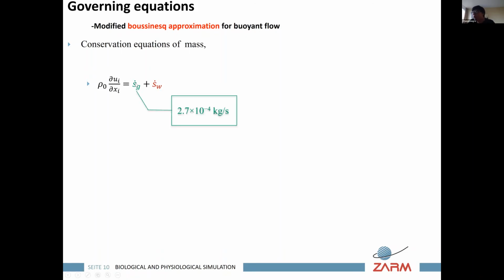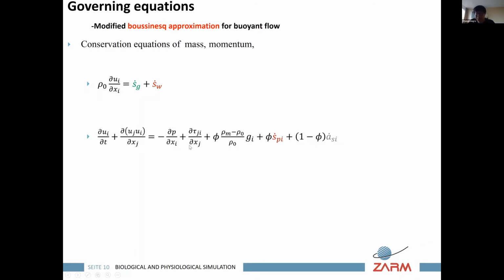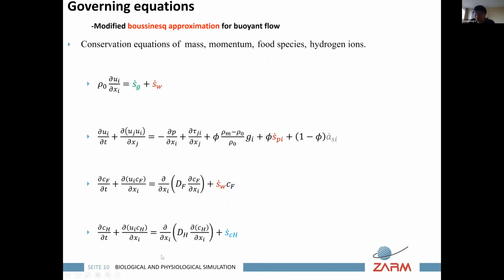The conservation equations: the equation of mass, where Sg is the source term due to the secretion of gastric juice, and Sw is a source term due to the expansion and shrinking of the wrinkles. The governing equation of momentum, where phi is the local porosity and Sp is the source term of momentum due to the porous media drag force on the fluid. The food species is modeled by this scalar transport equation. The transport of hydrogen ions is accounted for by this scalar transport equation, where SCH is the source term indicating the increase of hydrogen ions due to the secretion of gastric juice.